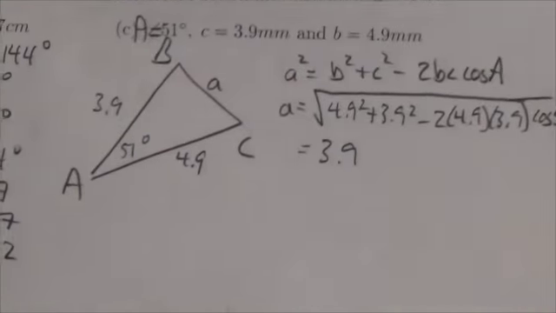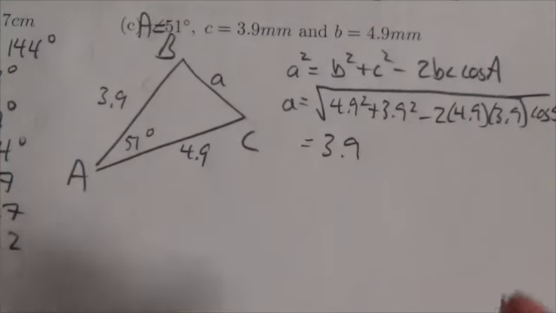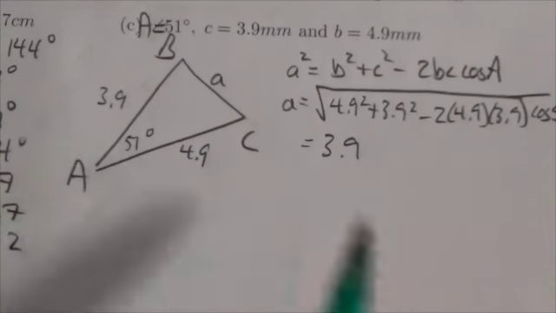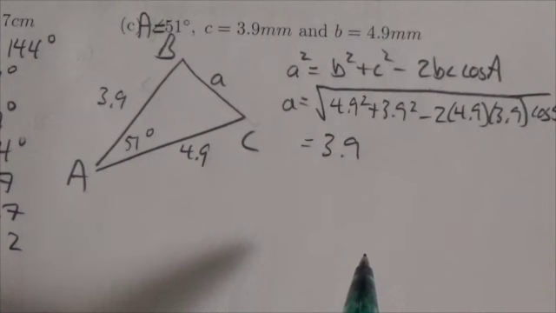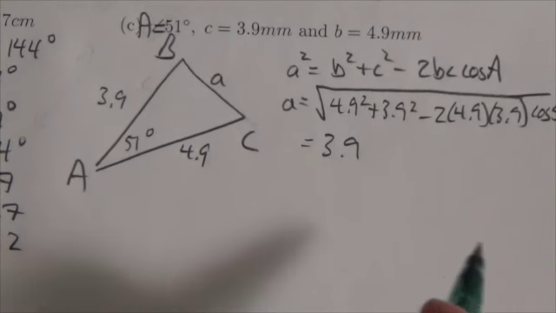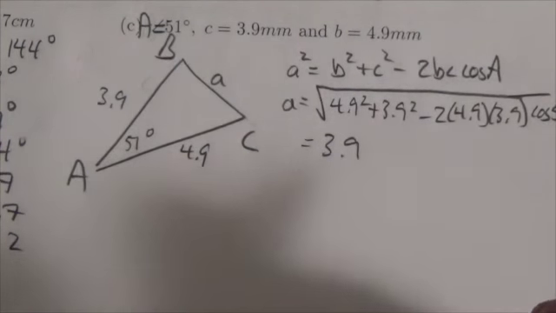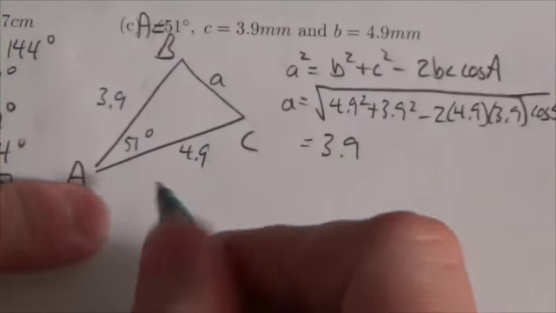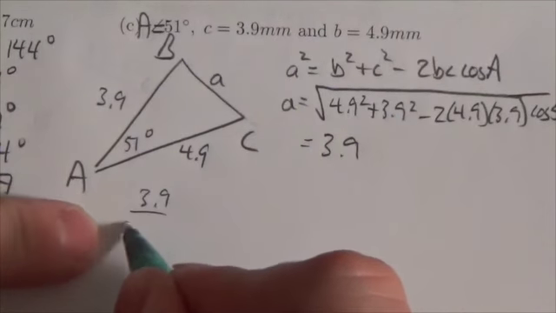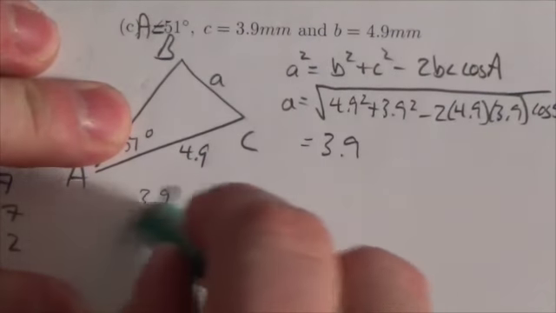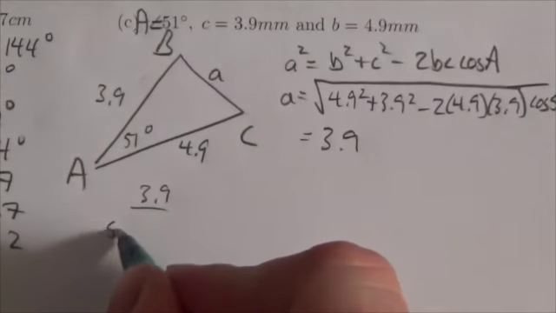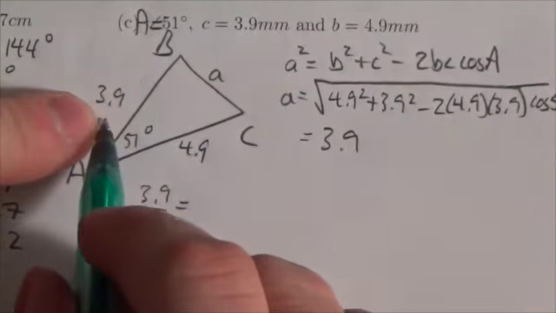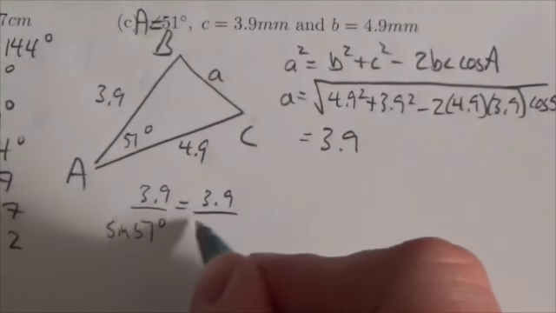Now, I could do this a couple of different ways. I could use the sine law, or I could use the cosine law, because now I've got three sides here. So let's use the sine law. So I've got 3.9 over the sine of 51 will equal, well, let's say 3.9 over the sine of C.